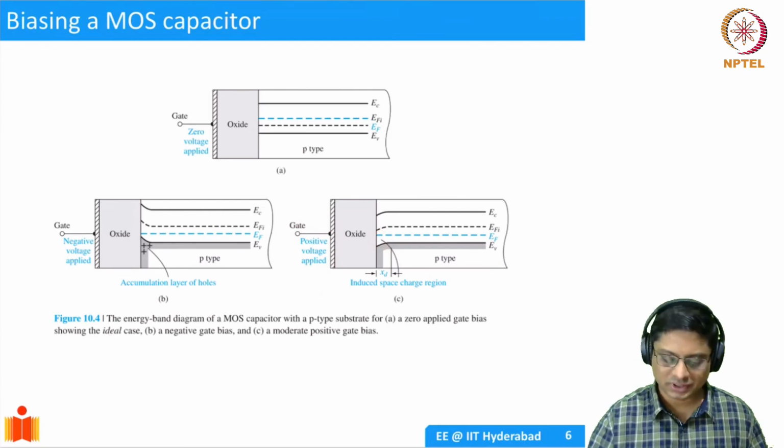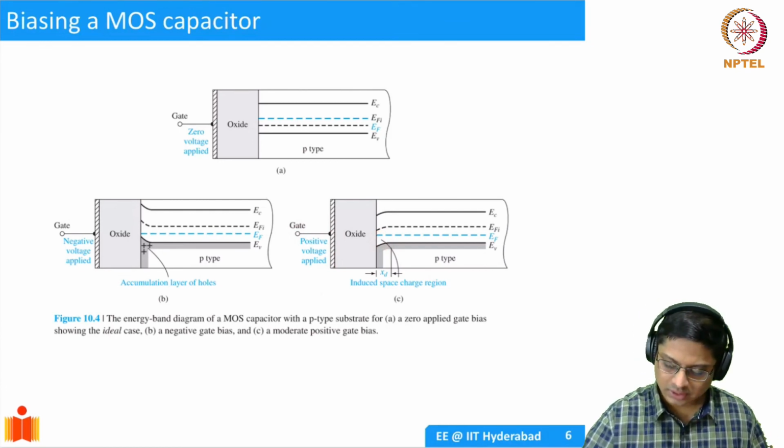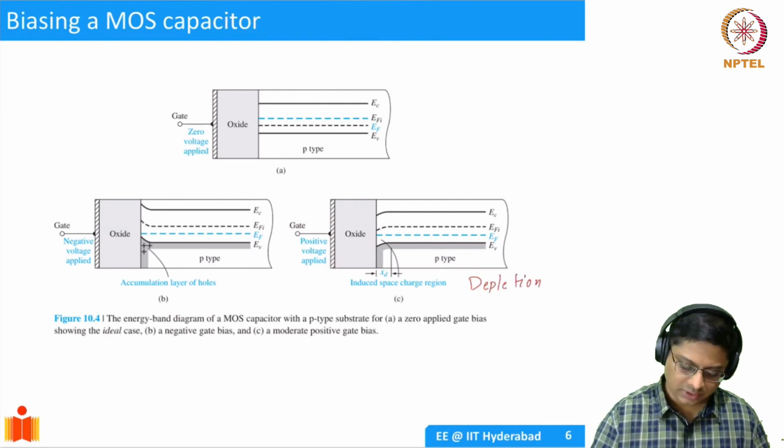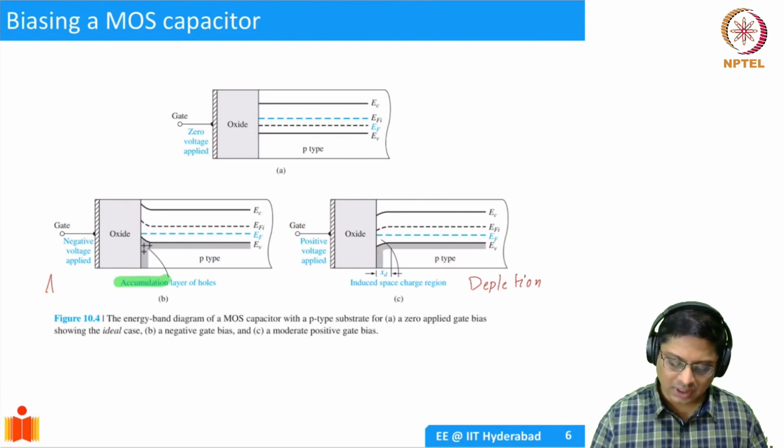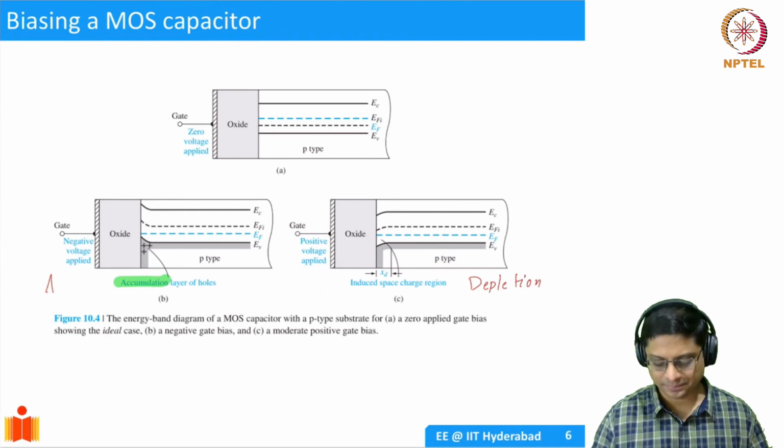So this is my depletion. This is my accumulation, I'm sorry. It's written here. So accumulation of holes, and then there's no applied voltage. There's nothing much happening. So these are the accumulation, depletion, and flat-band modes we have talked about.